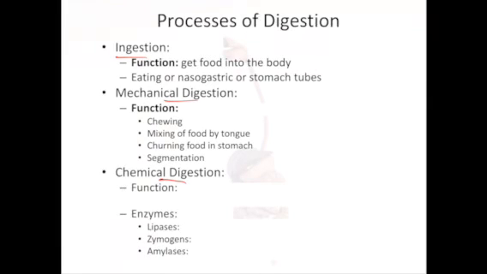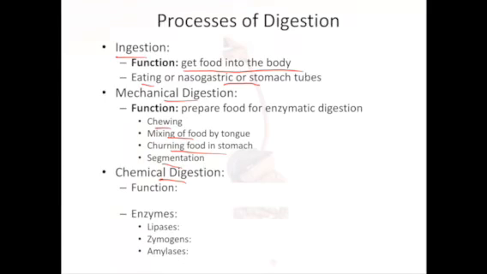Okay, so ingestion is really getting food into the body. All right, so that could be eating, that could be tubes that they might put in you in the hospital, nasogastric or stomach tubes. And then there's mechanical digestion. Okay, the second process, that is actually physically smashing food, breaking it apart, which helps mix it up. So we do this by chewing, mixing by the tongue, churning by the stomach, segmentation by the different parts of the intestinal tract, which we'll talk about in a second.